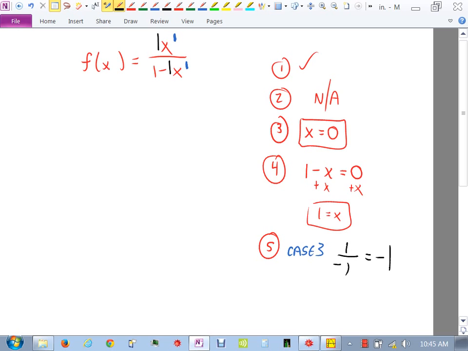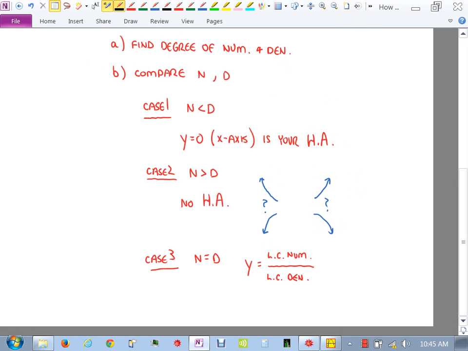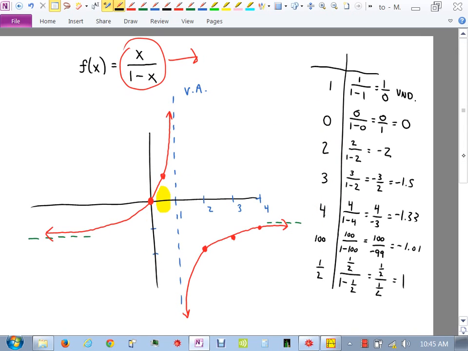Now let me go back to our graph. I know I'm out of time. Let me just go back to my graph and let's show you that everything that we had there is there. We have the x-intercept of 0. We have the vertical asymptote at 1. We have the horizontal asymptote at -1. It's all there. Okay? This is where we'll pick up.